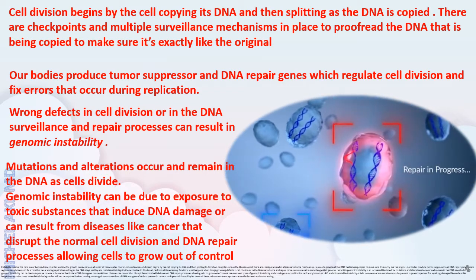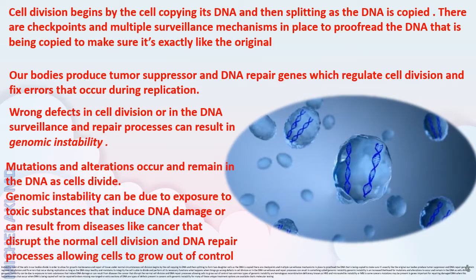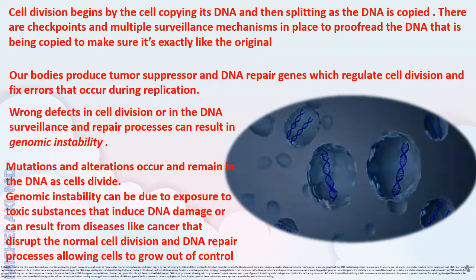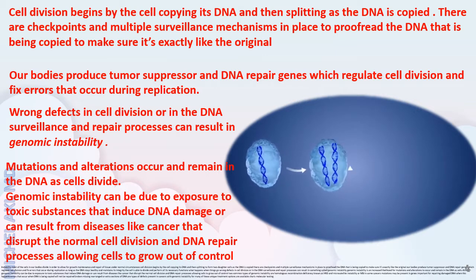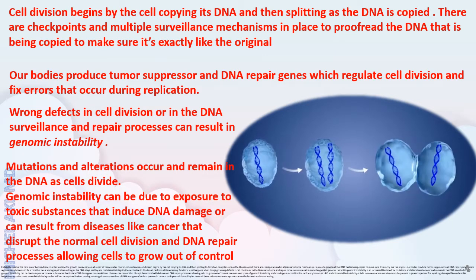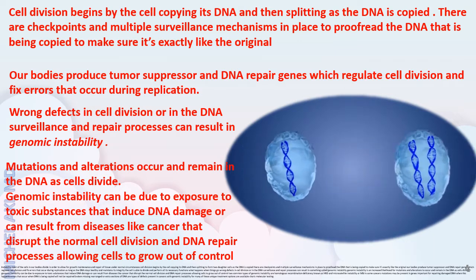Our bodies produce tumor suppressor and DNA repair genes, which regulate cell division and fix errors that occur during replication. As long as the DNA stays healthy and maintains its integrity, the cell is able to divide and perform all its necessary functions. What happens when things go wrong?